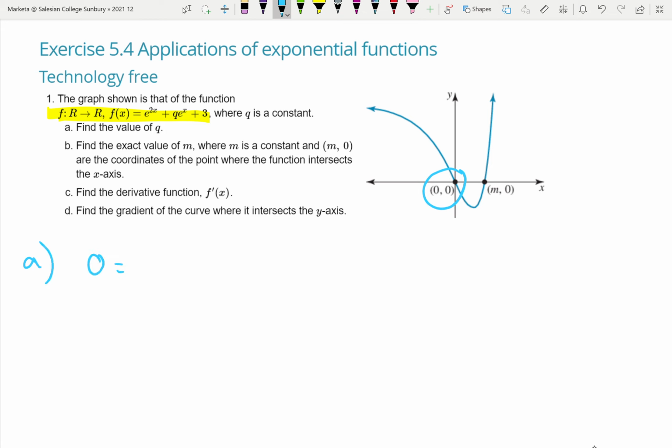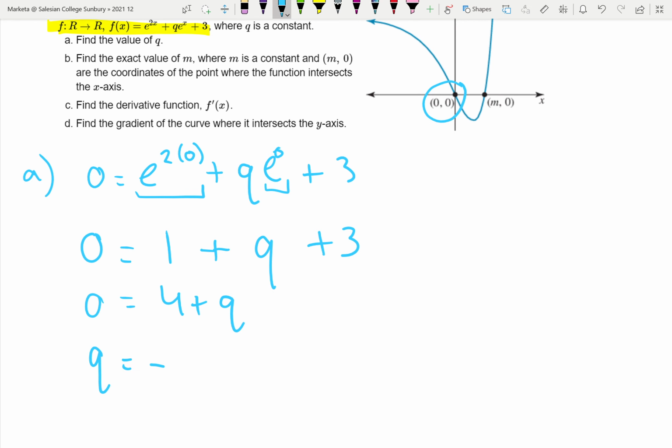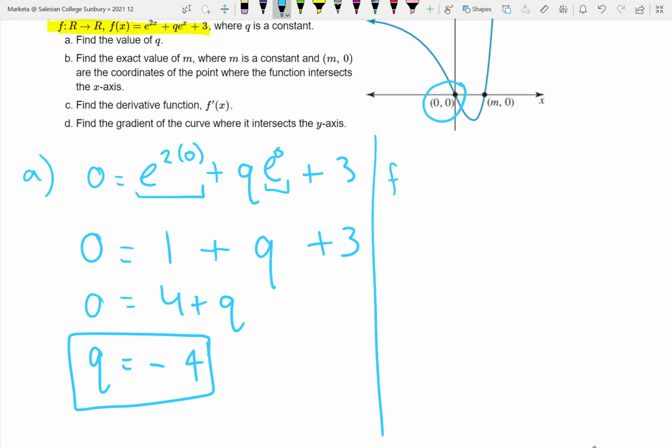So we can say 0 = e^(2×0) + q e^0 + 3. Be careful because anything to the power of 0 is 1, not 0. So e to the power of 0 is 1, plus q times e to the power of 0, so it's 1q, plus 3. So 0 = 4 + q, and that means q = -4. I'll write the equation out again so we have it there: e^(2x) - 4e^x + 3.